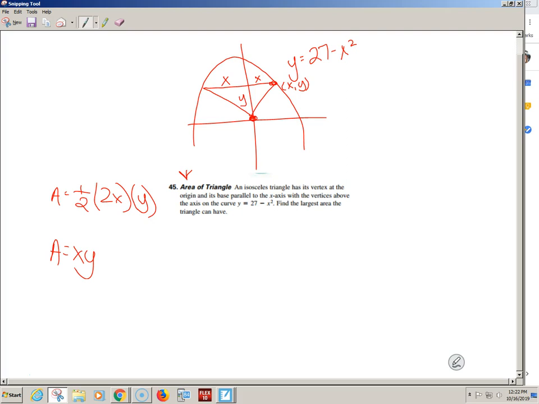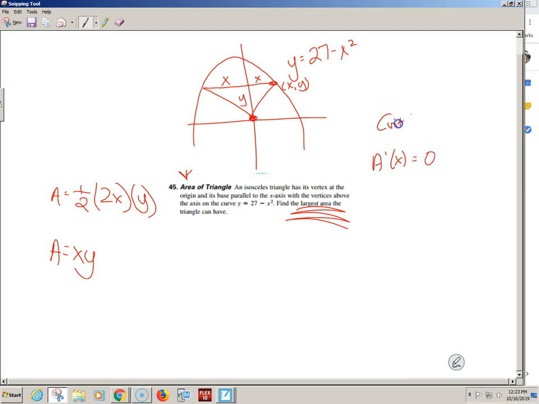Wait a minute, I'm supposed to find the largest area. What's the problem with having 3 variables? What type of word problem do I not mind having multiple variables when I take derivatives? Related rates, I don't mind. I can have V's and R's and H's and dV/dt's, dr/dt's, dh/dt's. But is my triangle moving or growing or shrinking or changing? No, I just want the biggest one. Don't I want to find A prime of x and find my critical numbers?